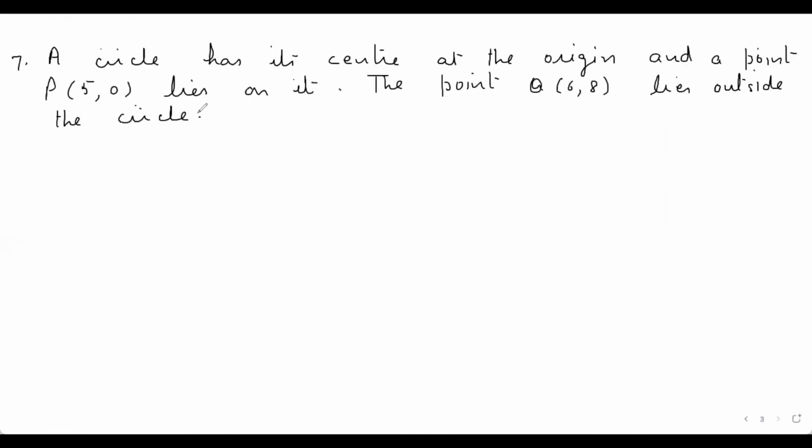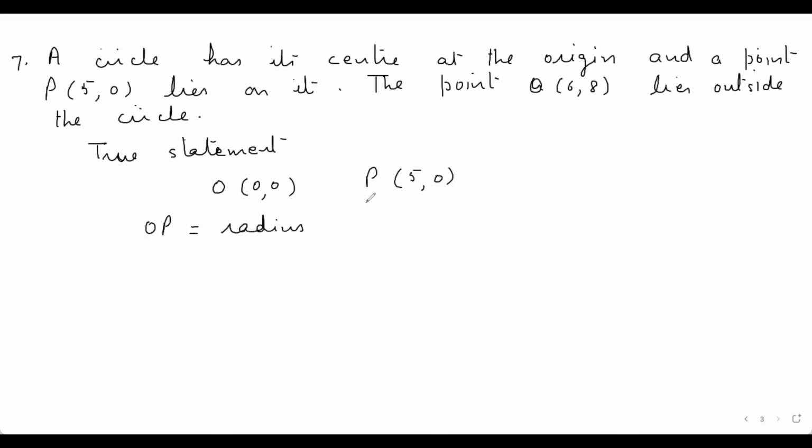Now the seventh question is: a circle has its center at the origin and a point P(5, 0) lies on it. The point Q(6, 8) lies outside the circle. Now this is a true statement. So center is the origin and P is the point which lies on the circle. Let the point O be (0, 0). This is the center, and P is the point (5, 0) which lies on the circle, and OP is the radius.